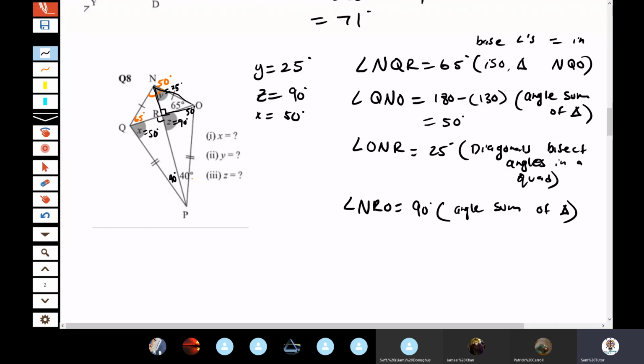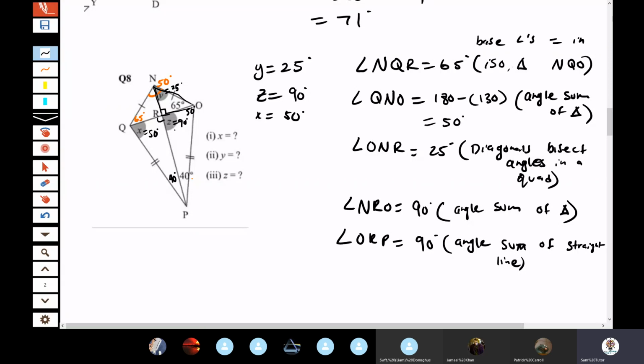Once we found that angle is 90 degrees, we found angle ORP. Angle ORP equals also 90 degrees. That's an angle sum of a straight line. Angle sum of straight line.